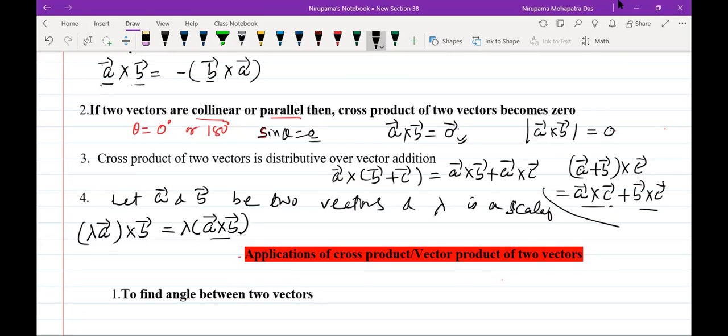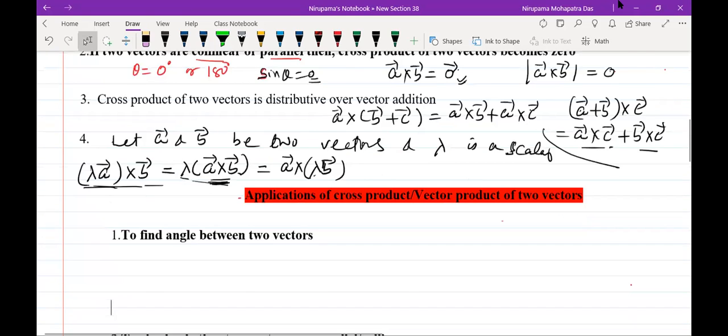The vector product of two vectors. Or this is also equal to A cross lambda times B vector. It may be written like this. That means if A and B are any two vectors and lambda is any scalar, any real number, positive or negative, we can use this property like this. So these are some of the properties of the cross product or vector product of two vectors.